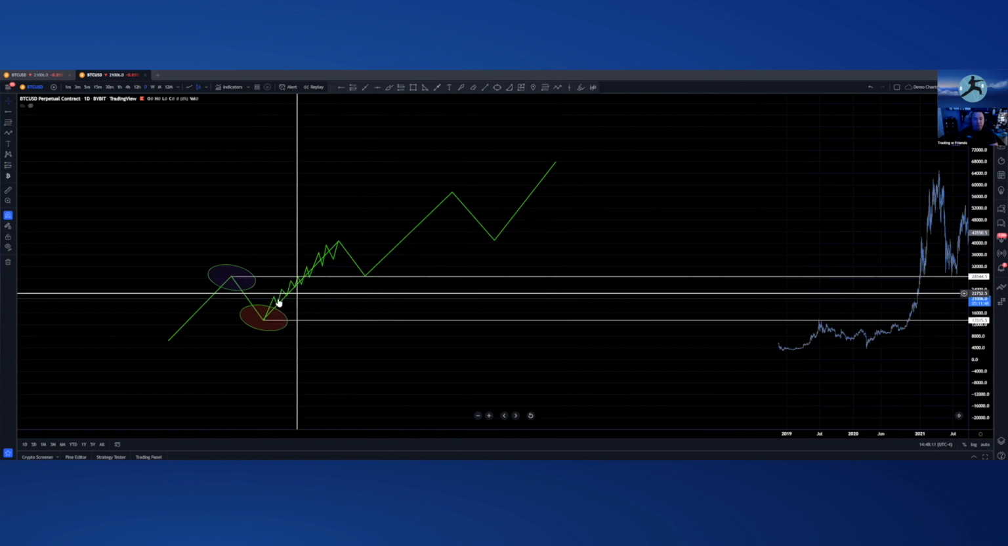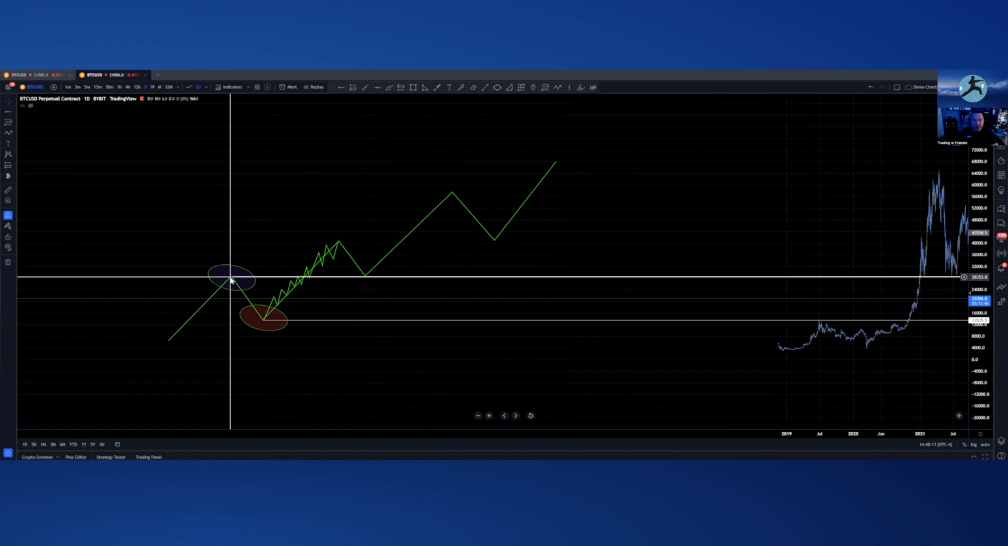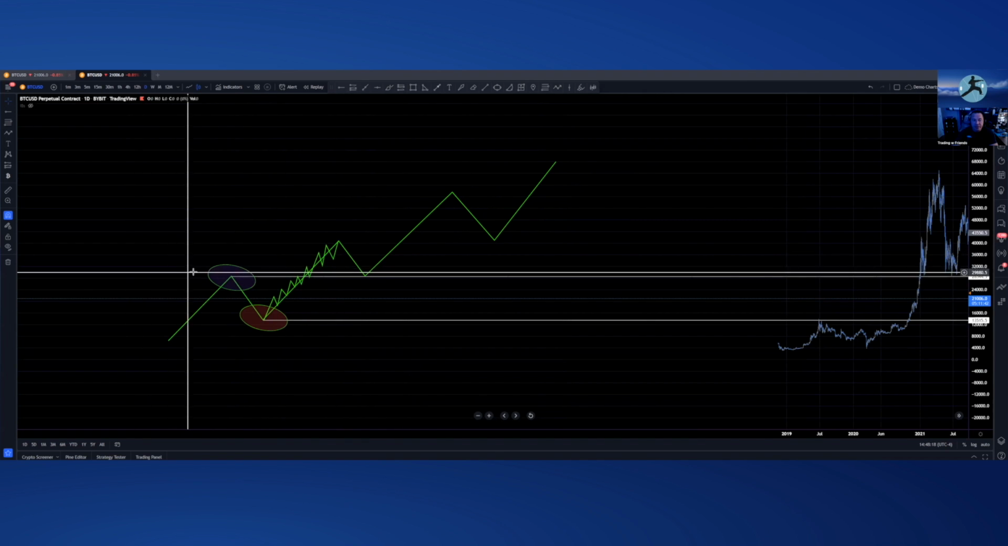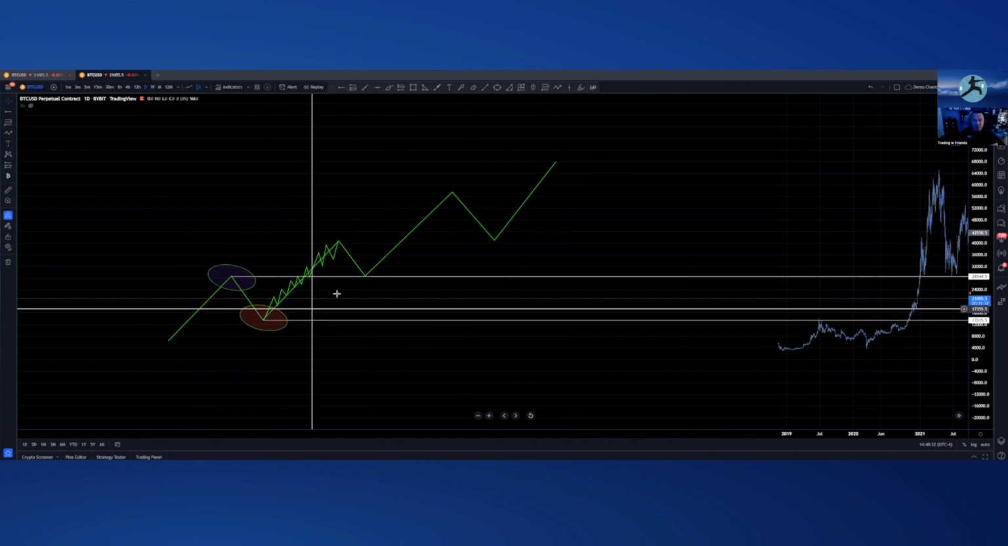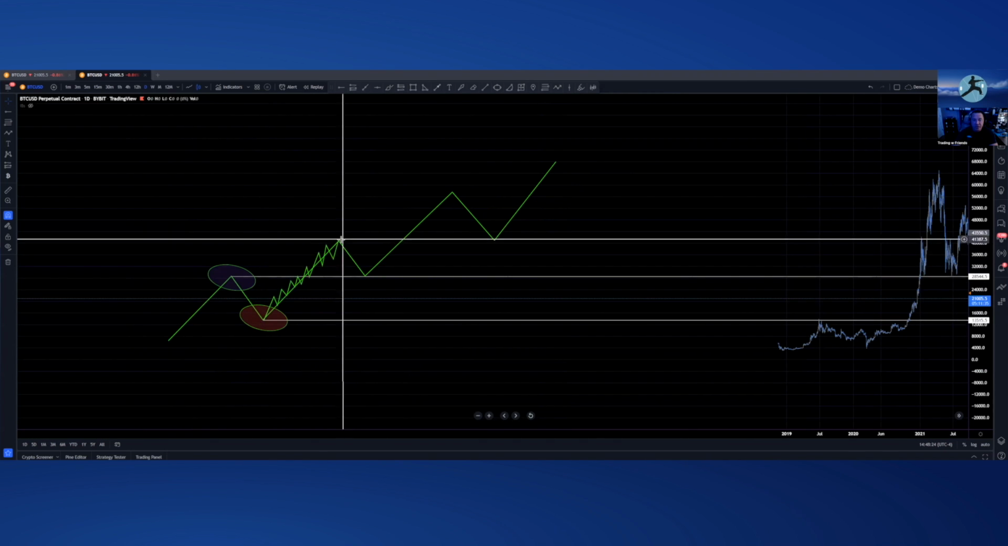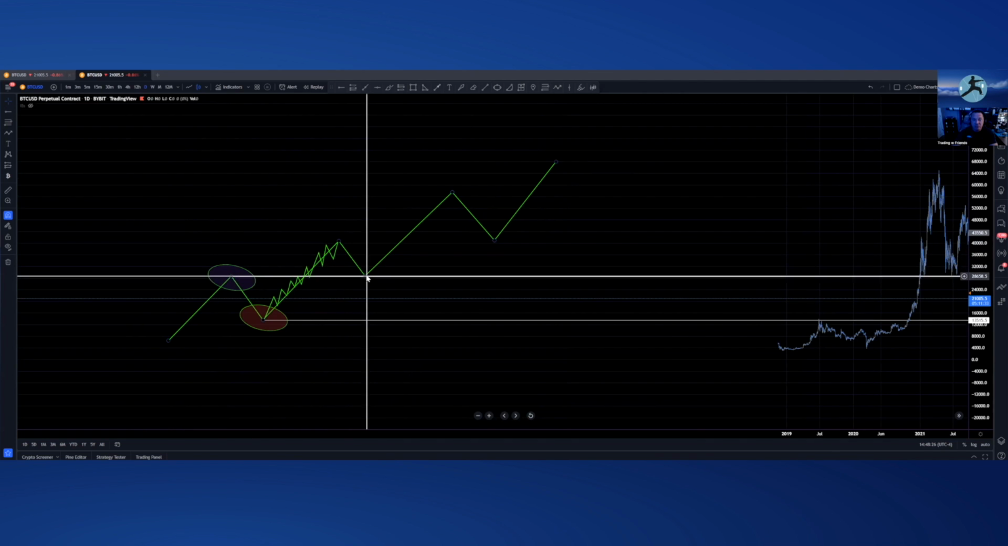So we expect this high to be lost because we're in an uptrend. It did what it was supposed to do. We expect this low to hold if this move were to come up and then come down.